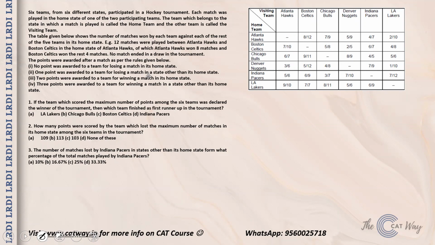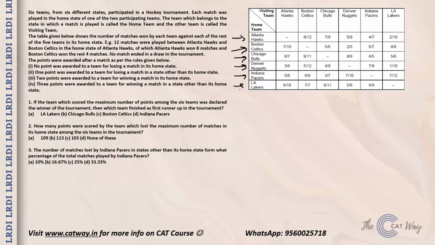For example, there are 12 matches that are being played between Atlanta Hawks and Boston Celtics, out of which Atlanta Hawks have won 8 matches and Boston Celtics have won 4 matches. No match ended in a draw in the tournament, right? So, this is how the table reads. In the home of Atlanta Hawks, there are 12 matches played. Out of that, 8 have been won by Atlanta Hawks and 4 have been won by Boston. Similarly, in the home state of Boston, Boston and Atlanta played 10 matches, out of which 7 were won by Boston, right? So this is how the table reads. It's just a straightforward reading of the table.